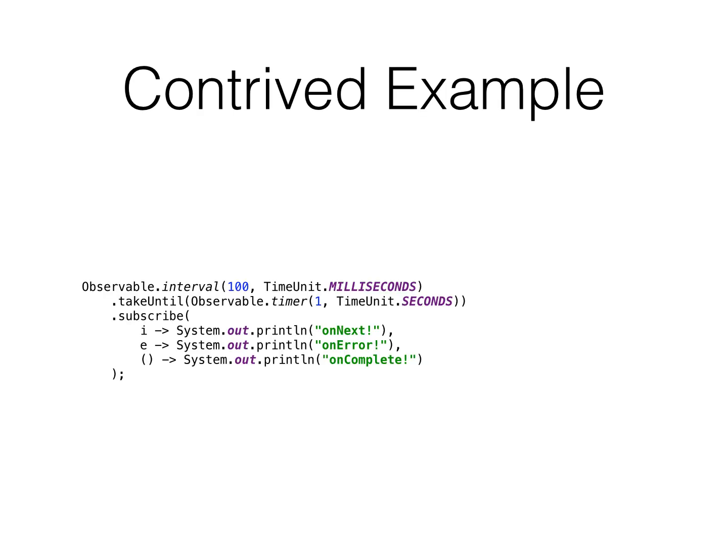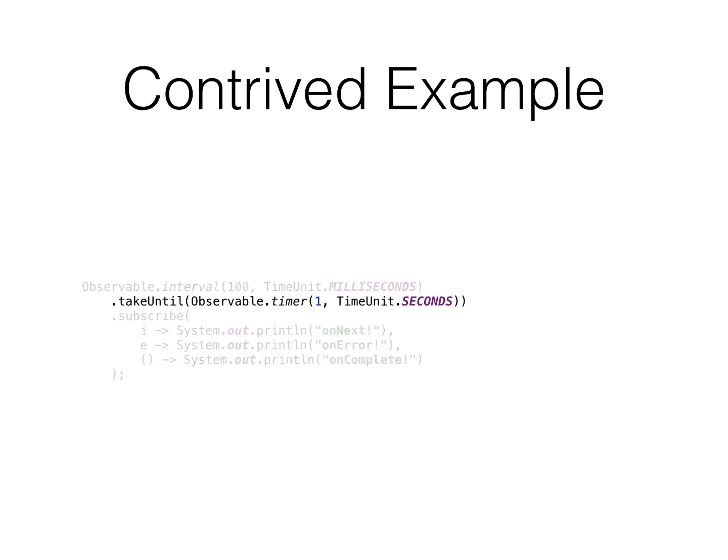I'm going to create an interval observable. What it's going to do is emit a number every 100 milliseconds, and then it'll print out onNext, onError, onComplete, depending on which events I'm getting. In particular, what's interesting here is that I'm using this takeUntil operator. What takeUntil says is, without this, it would just keep emitting forever.